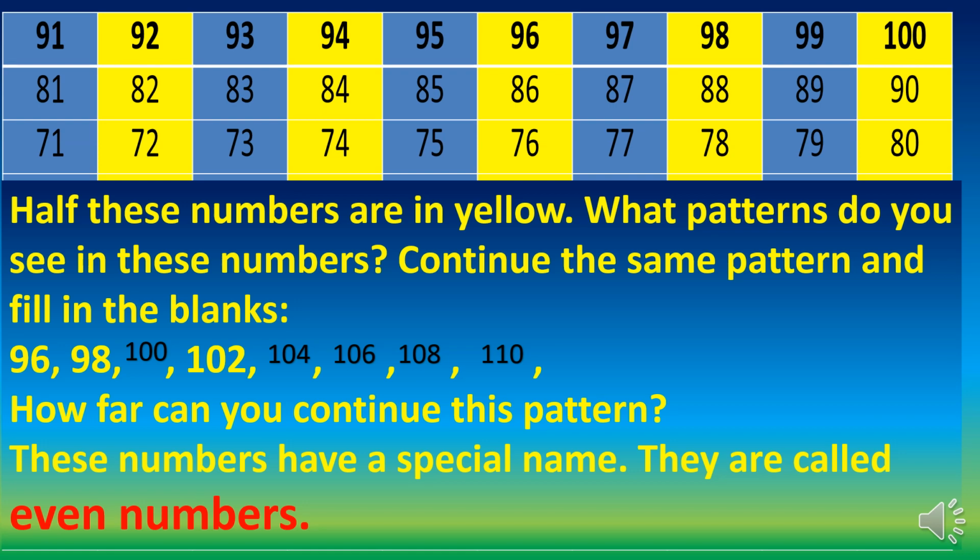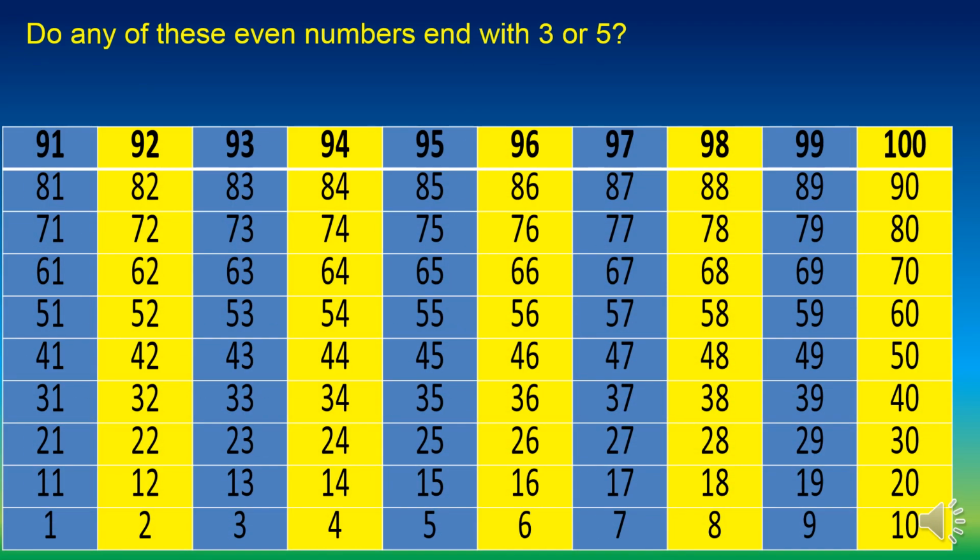So let us see. Do any of these even numbers end with 3 or 5? You can see all the numbers in yellow are even numbers. Can you see 3 or 5 in it? You will not see that. So what do even numbers end with? Even numbers end with 2, 4, 6, 8 and 0. Please remember this. Even numbers end with 2, 4, 6, 8 and 0.